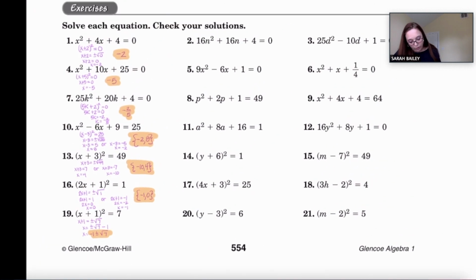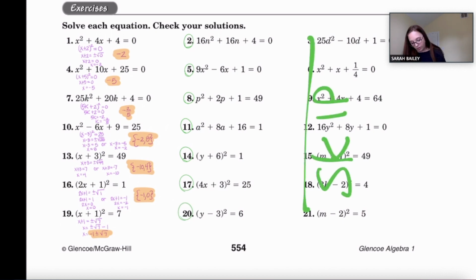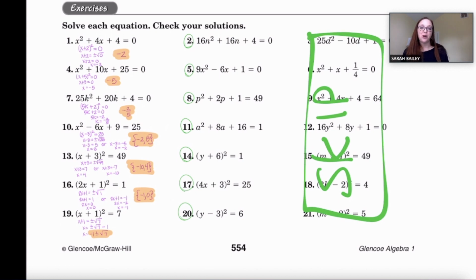All right, I want you to do 2, 5, 8, 11, 14, 17, and 20, and we'll skip the third column. So basically, you're going to pause the video, and I just want you to do that middle column.